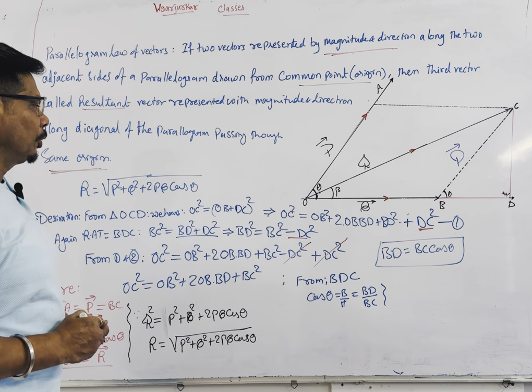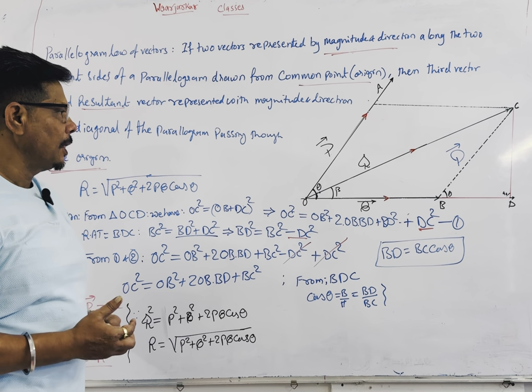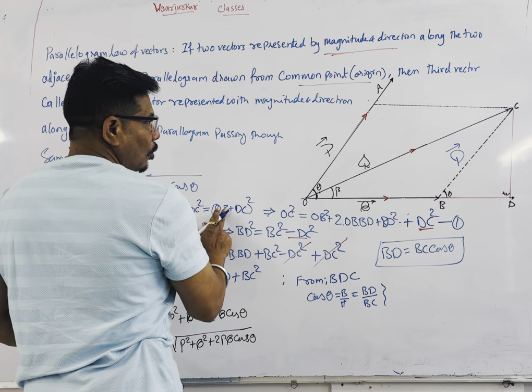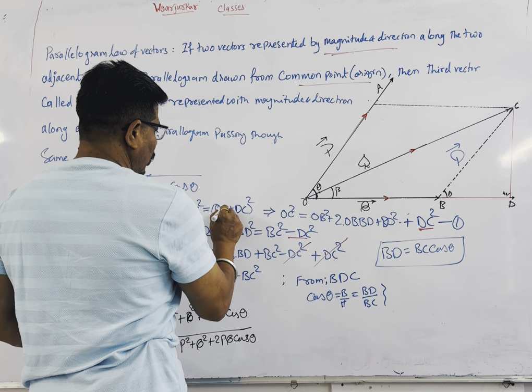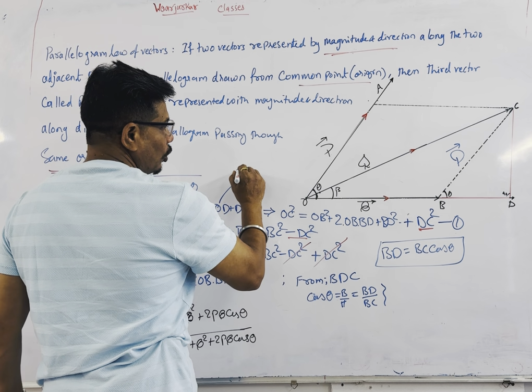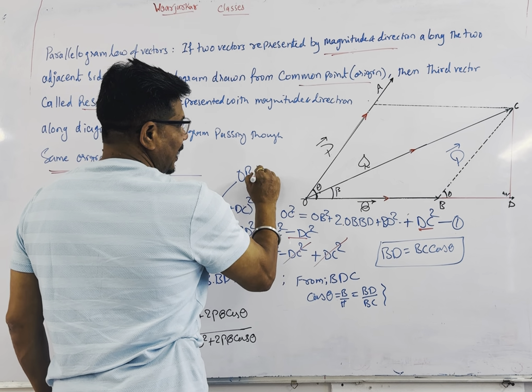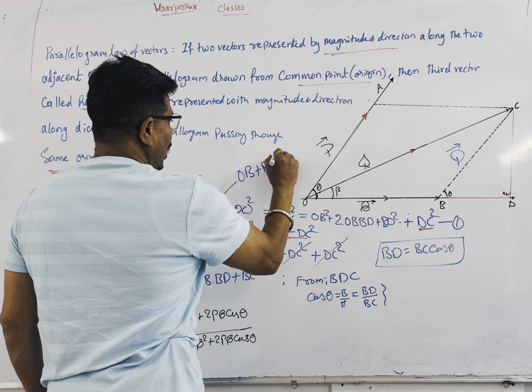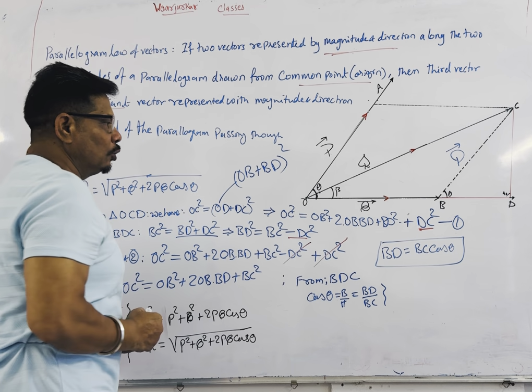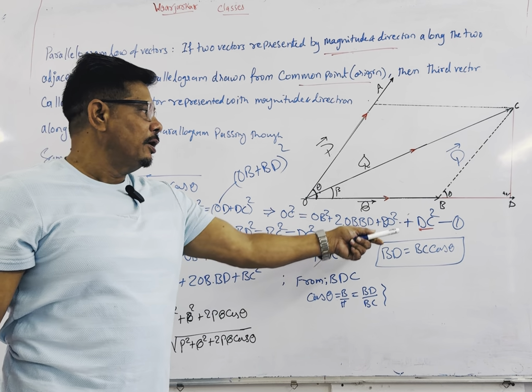Okay. So put the formula (A plus B) whole square, and this is called OD. And what is OD? OD is OB plus BD. Now (OB plus BD) whole square is equal to A square plus 2AB plus B square.